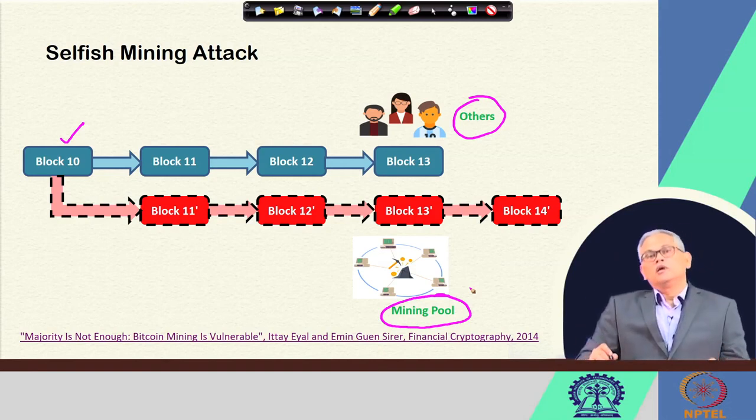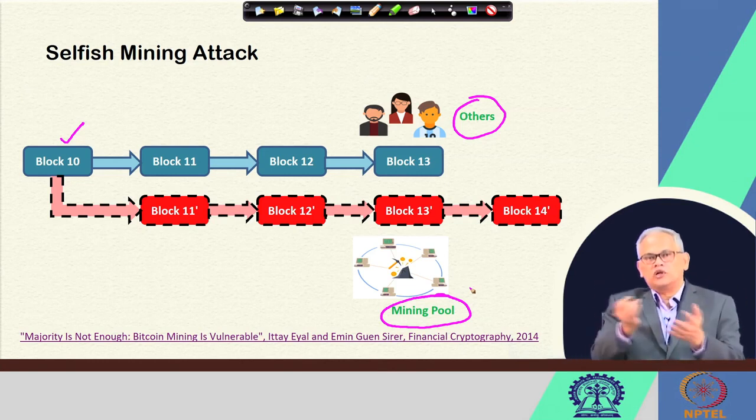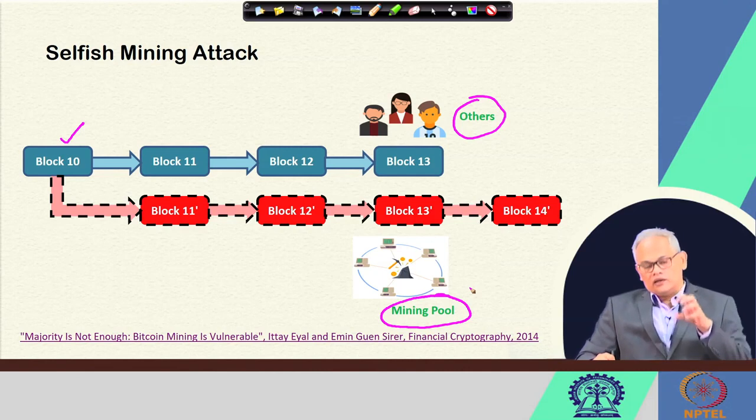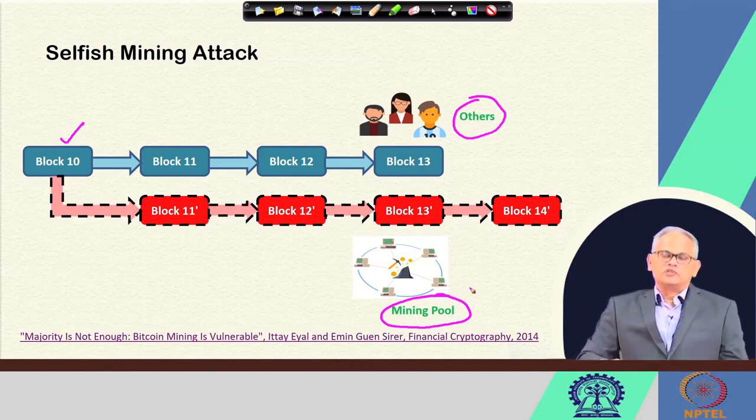So, let us not be confused in any way that those who are in mining pools are indeed causing some trouble. It is not absolutely like that, but it is the attackers who have formed some mining pool, because the attackers also need to come together and have a sufficient amount of computing power. That is why we are saying it is a mining pool.